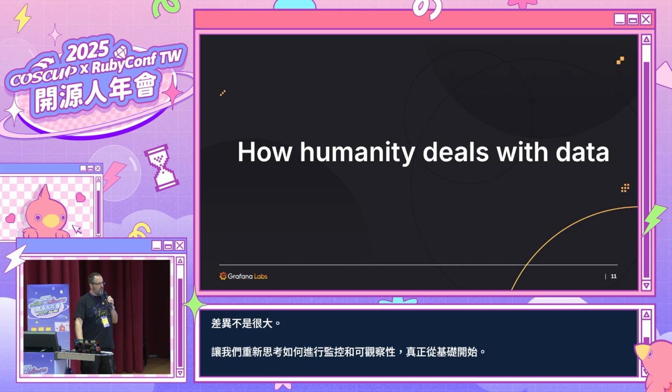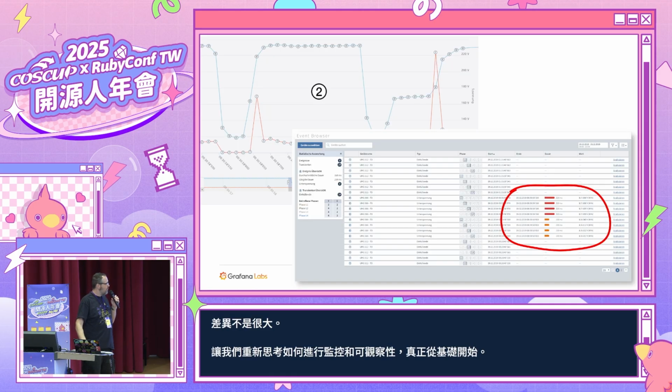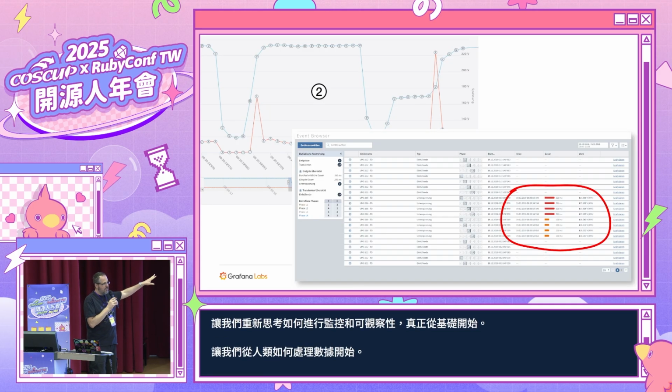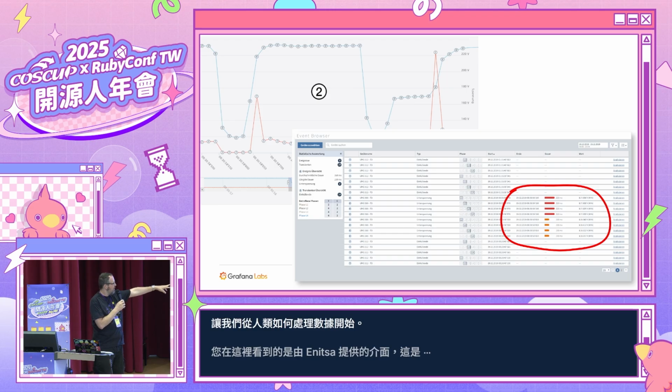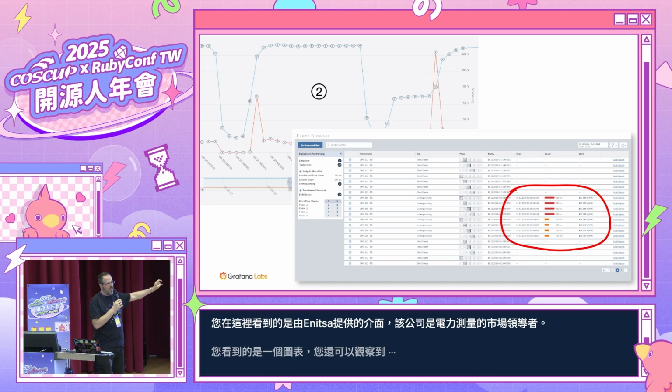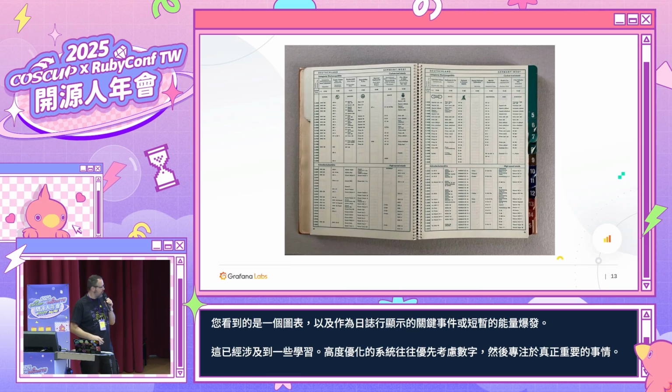And let's start with how humanity deals with data. So what you see here is an interface by Yanitza, which is the market leader in power measurement. And what you see is a graph, and also you see key events or a short burst of energy as log lines. And this is already taking a little bit of the learning. Highly optimized systems tend to be numbers first, and then for really important things like due diligence, security, compliance, you have a little bit of logs. But let's build to this story from the basics.